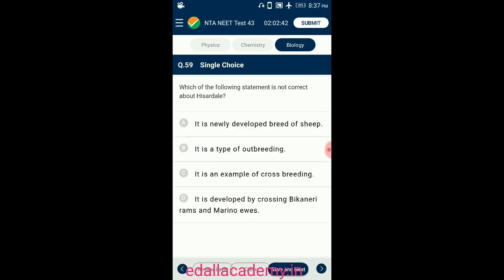Question number 59. Which of the following statements is not correct about Hisardale? Hisardale is a new breed of sheep developed in Punjab by crossing Bikaneri ewes and Merino rams. It is an example of crossbreeding, which comes under outbreeding. In this method, superior males of one breed are mated with superior females of another breed. So the answer for this question is option D. It is developed by crossing Bikaneri ewes and Merino rams.